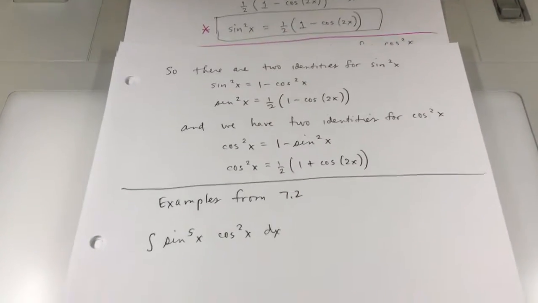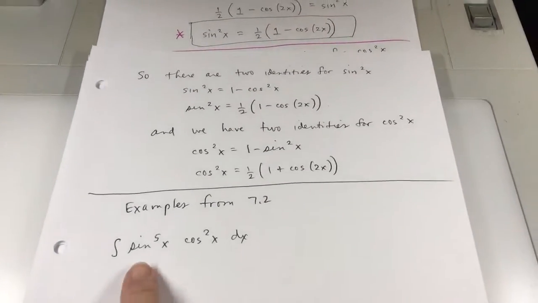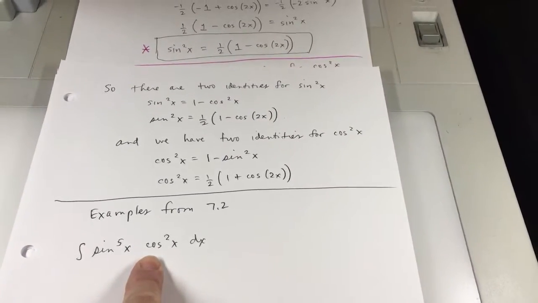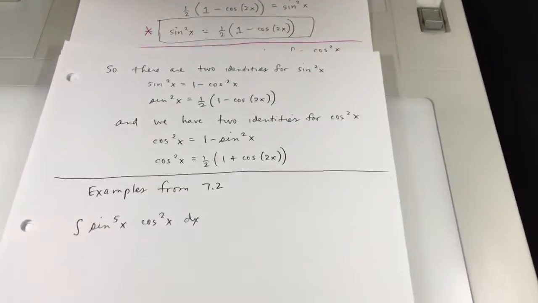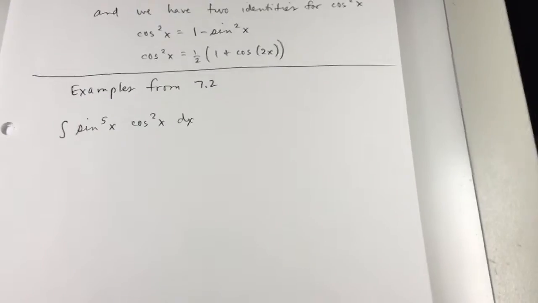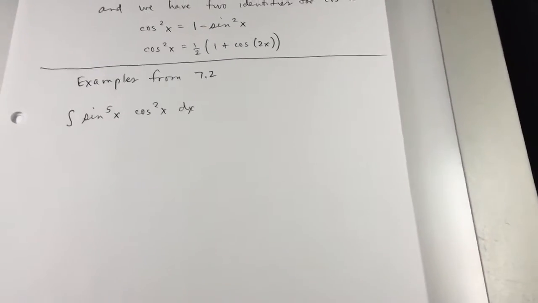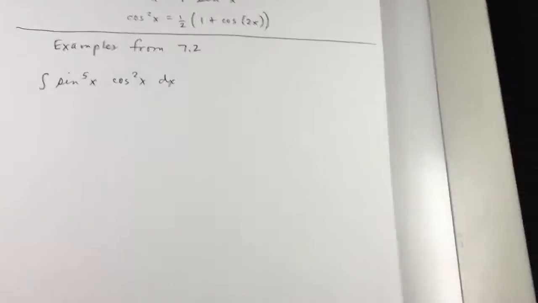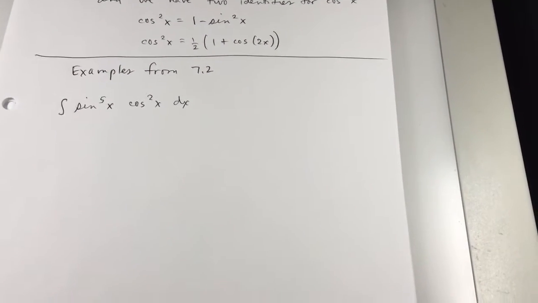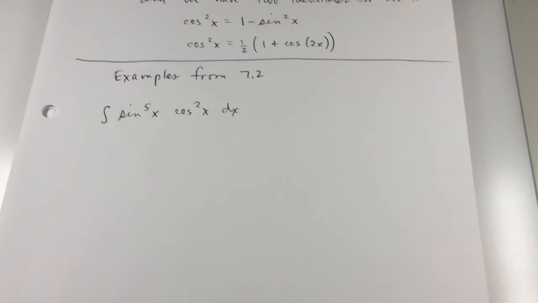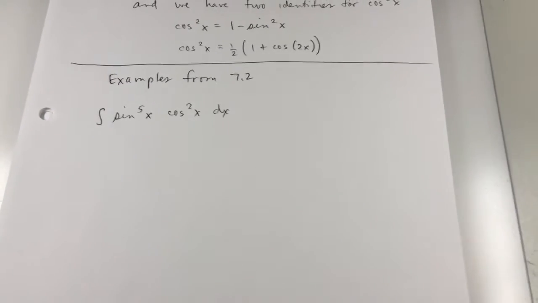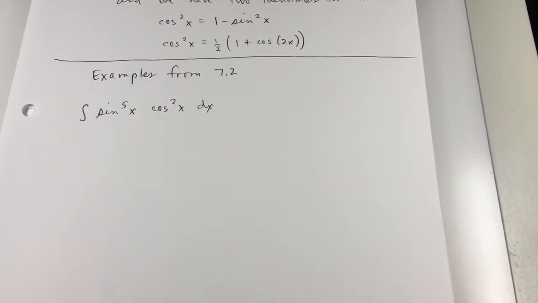Okay, so for this problem, I'm going to do the integral of sine to the 5th x times cosine squared x. On a lot of problems, if you have something like sine times cosine, both raised to some power, then I'm thinking it's probably going to be some sort of u substitution, and I have to figure out what's the best u substitution for this.